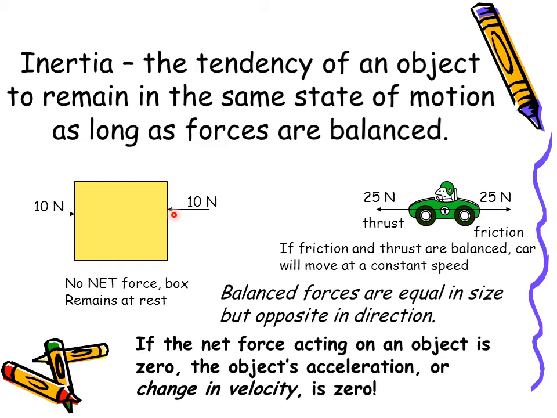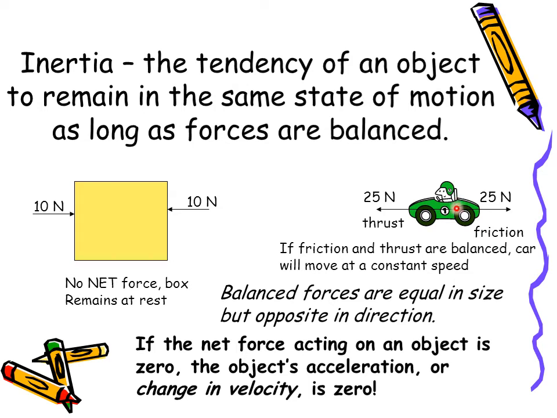Balanced forces are equal in size, opposite in direction. For example, this box here. If you have two people pushing on it, each with 10 newtons of force in opposite directions, the forces cancel each other out. No net force is acting on this box, and it will remain at rest. Likewise, if you have a tug-of-war team, two teams pulling in opposite directions with the same amount of force, the rope isn't going to go anywhere because the forces are balanced. It's like they cancel each other out. So the net force is 0, and the object will remain in the same state of motion.